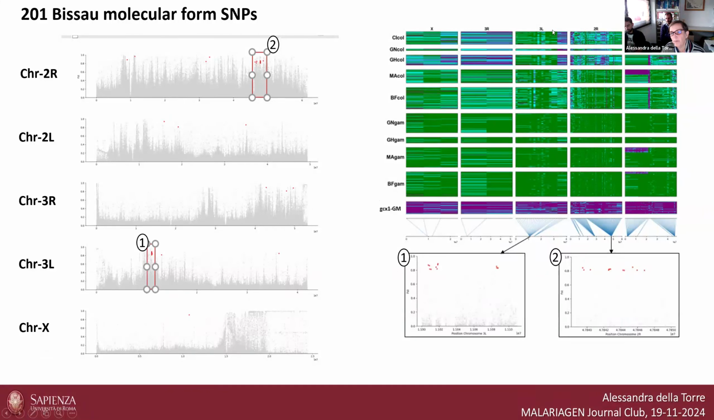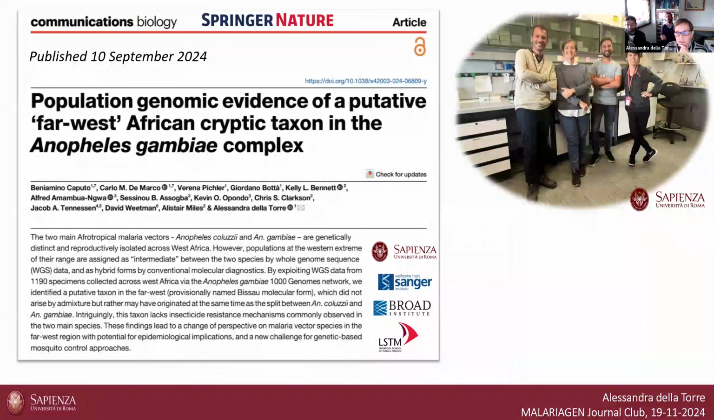So this can be the basis to identify the most stable SNPs identifying Bissau, and to produce easy to use molecular tools, which would allow us to genotype a lot of specimens and to start understanding the larval ecology, the adult behavior, and the malaria competence of this molecular form in the field. So now it's really finished.